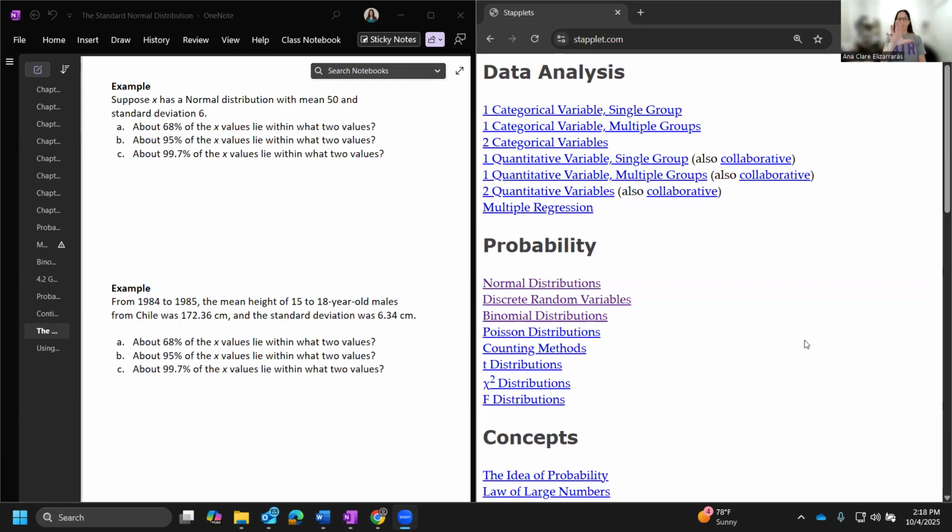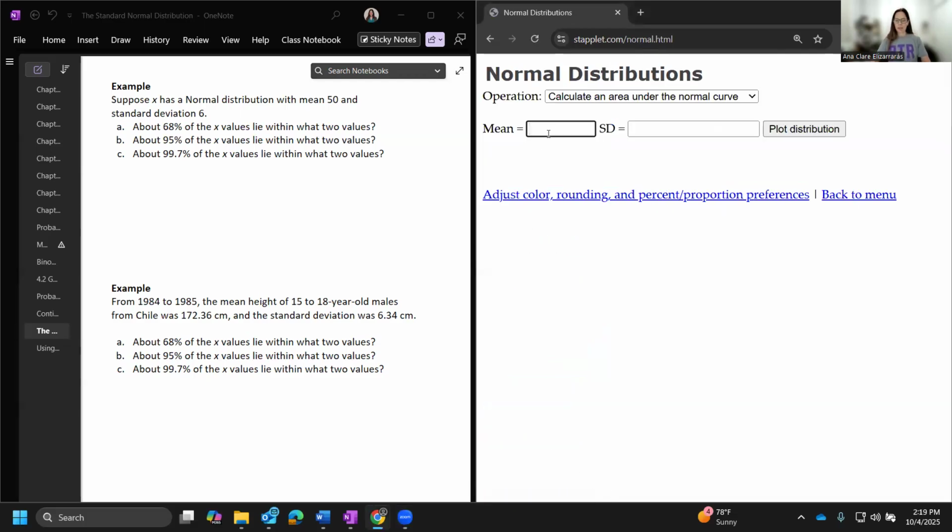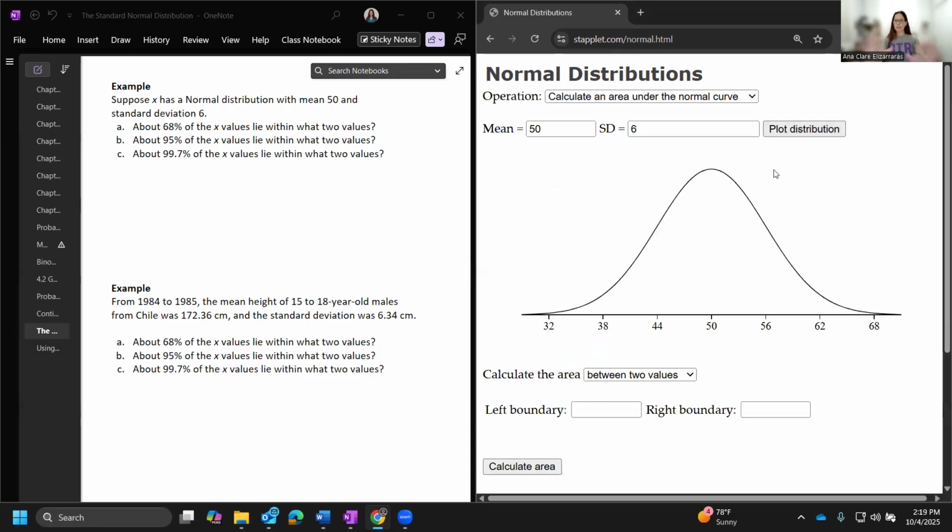I could label 50 and use the standard deviation to give me, I would assume, from 56 to 40 something, but this is actually going to be 100% accurate, not an approximation, as we're using technology. So we go to stapplet.com and we select normal distribution, and we need to tell it the mean and the standard deviation. And I'm going to plot the distribution so I can see. I actually am prompted with the empirical rule values of the standard deviation of 6 to the right 3 times and to the left 3 times.